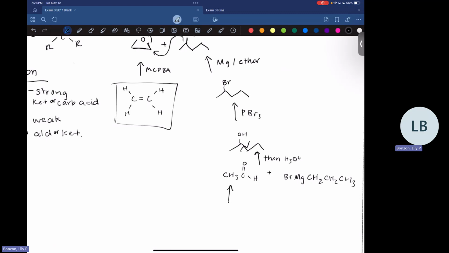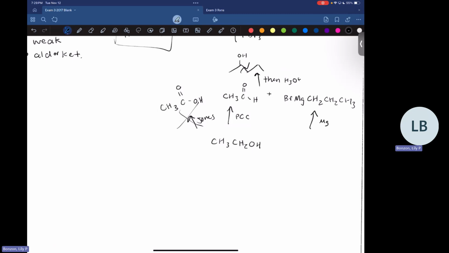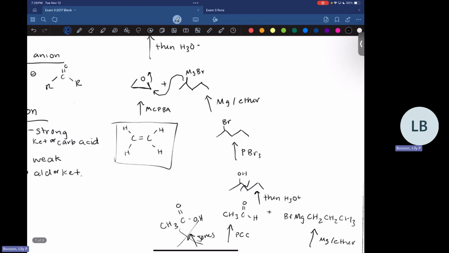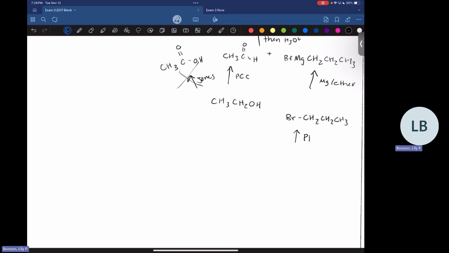For the left-hand side, again, we're left with an aldehyde. So in order to turn it into the alcohol, we're going to use the mild reagent, which is PCC. If we had used Jones again, that would turn the primary alcohol into a carboxylic acid, and that's not what we want. That would be wrong. The other side, again, Mg, ether. We have bromine in our 3-carbon chain. And then we need alcohols or alkenes. So for this one, we can just use PBr3, and we can turn it into our propanol.